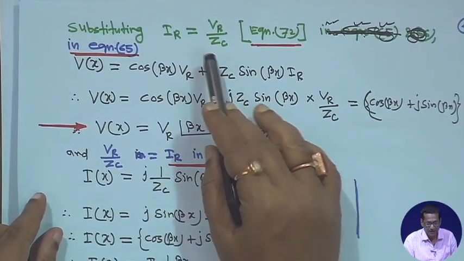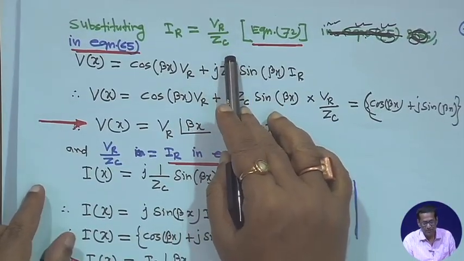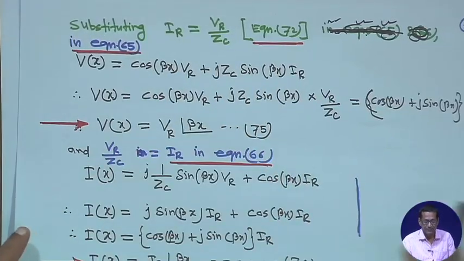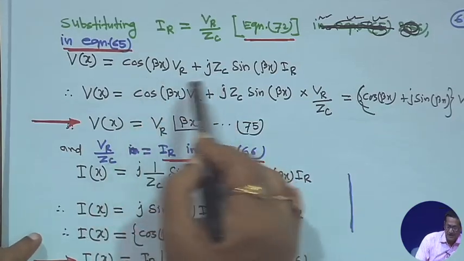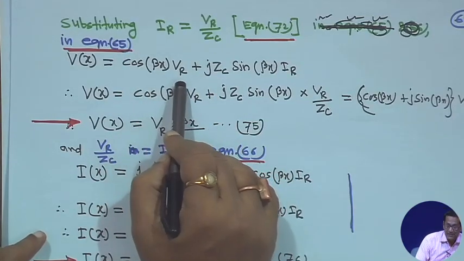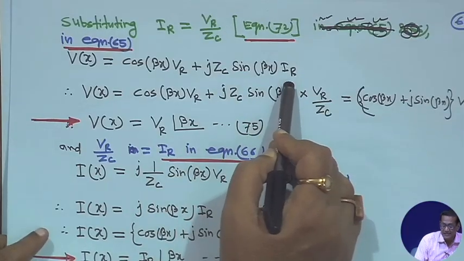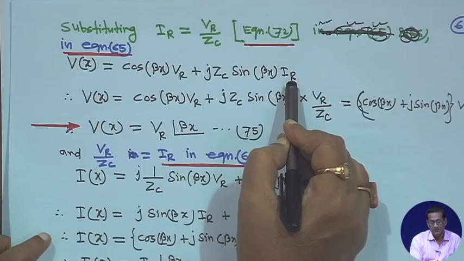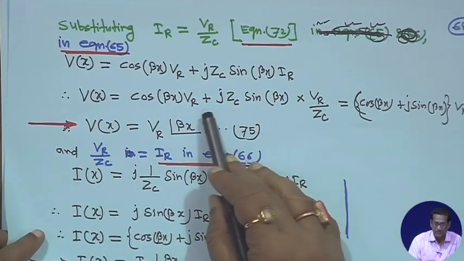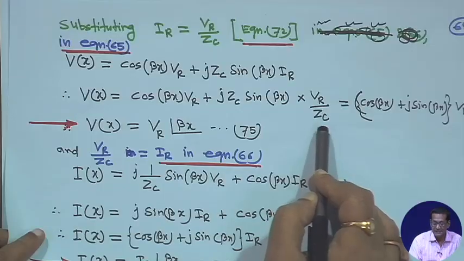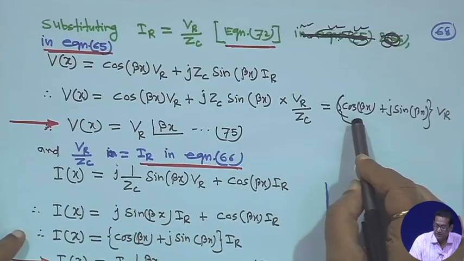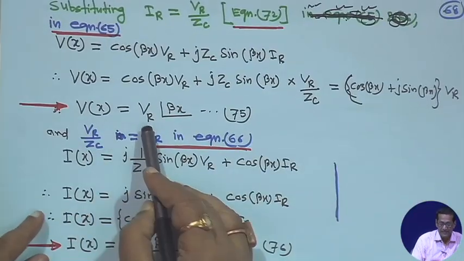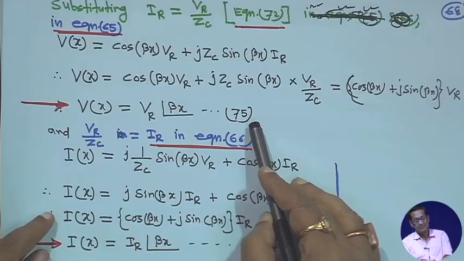Now, substituting IR is equal to VR upon ZC, that I told you, in equation 65. I have rewritten equation 65 here: cosine beta x VR plus J ZC sin beta x IR. Now you substitute IR is equal to VR upon ZC, then ZC will be cancelled, and it will become cosine beta x plus J sin beta x into VR. That means Vx is equal to VR angle beta x, this is equation 75.